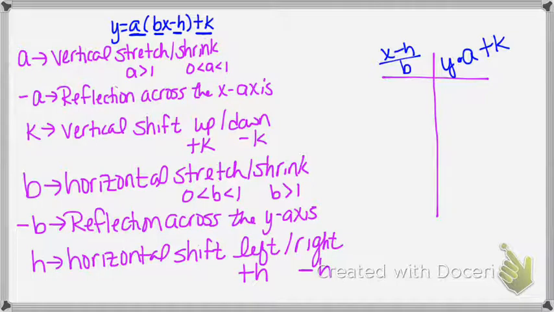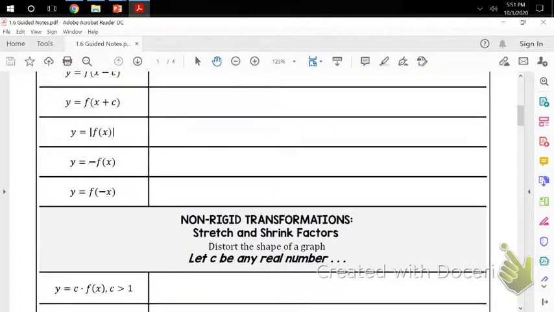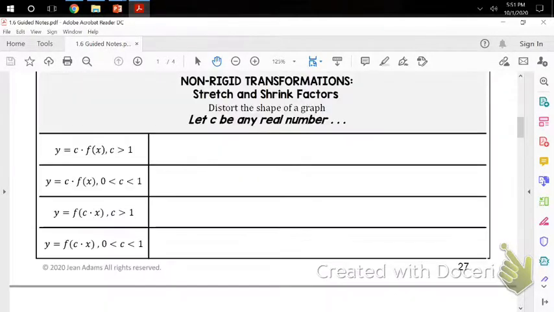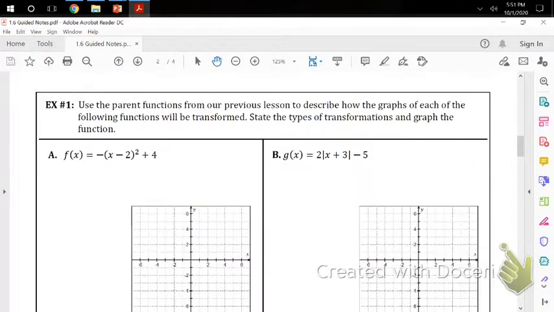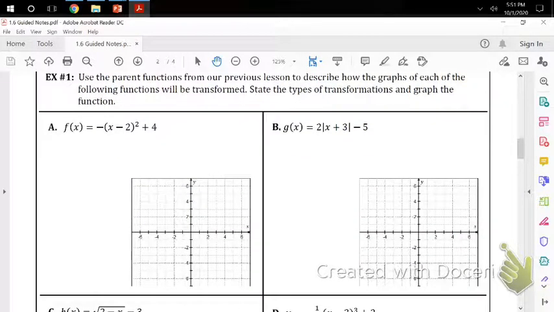Now, going back to our notes. So we just covered almost everything here except the absolute value, and we'll talk about that when we get to the example with it. So we're going to use the parent functions from our previous lesson to describe how the graphs of each of the following functions will be transformed. State the types of transformations and graph the function. All right, so let's just go through this. We're going to do it piece by piece.